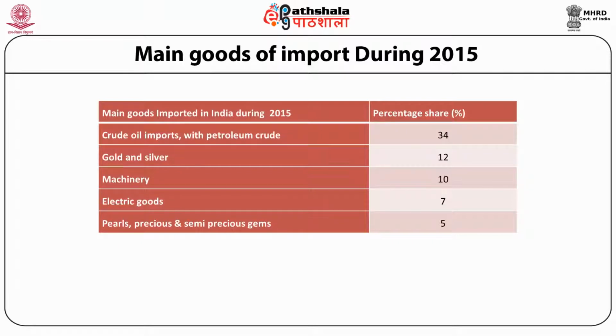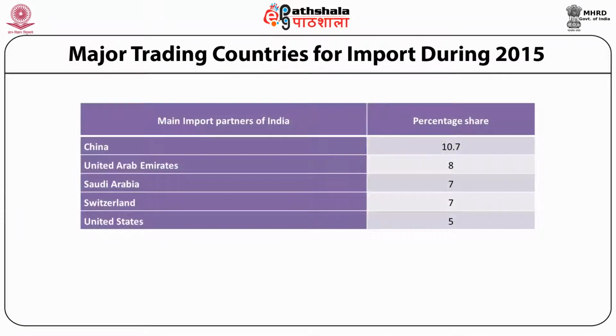Another was gold and silver, which contributes 12% of the total share. Machinery, which contributes toward the 10% of the share. Electronic goods, 7%. Pearls, precious and semi-precious jewels contribute to 5%. The major trading countries for import with India during 2015 are China, United Arab Emirates, Saudi Arabia, Switzerland, United States, which contribute 10.7%, 8%, 7%, again 7% with Switzerland and 5% of the total share.